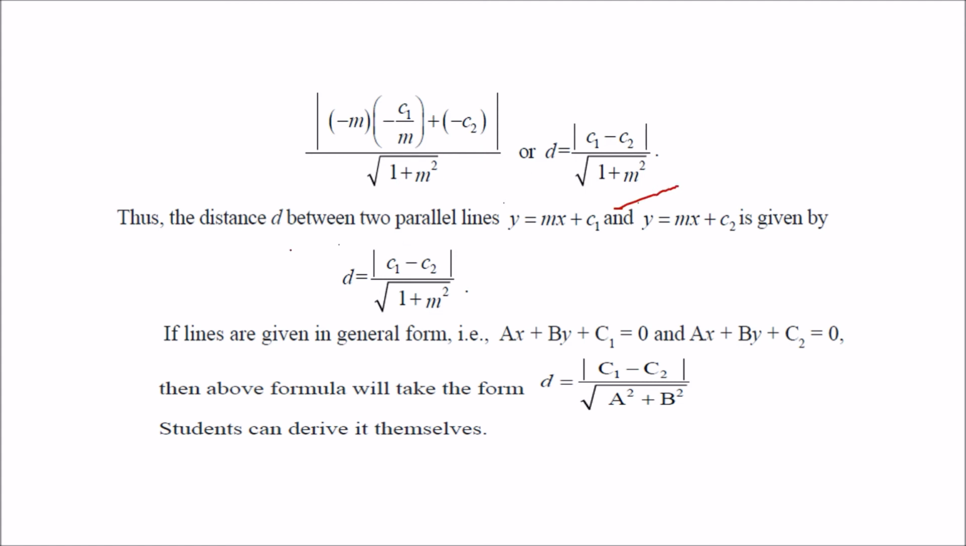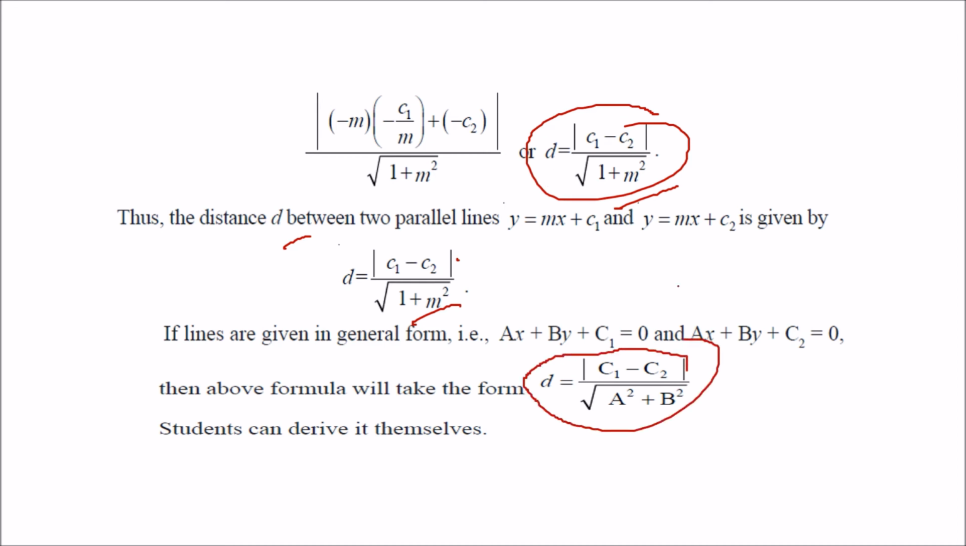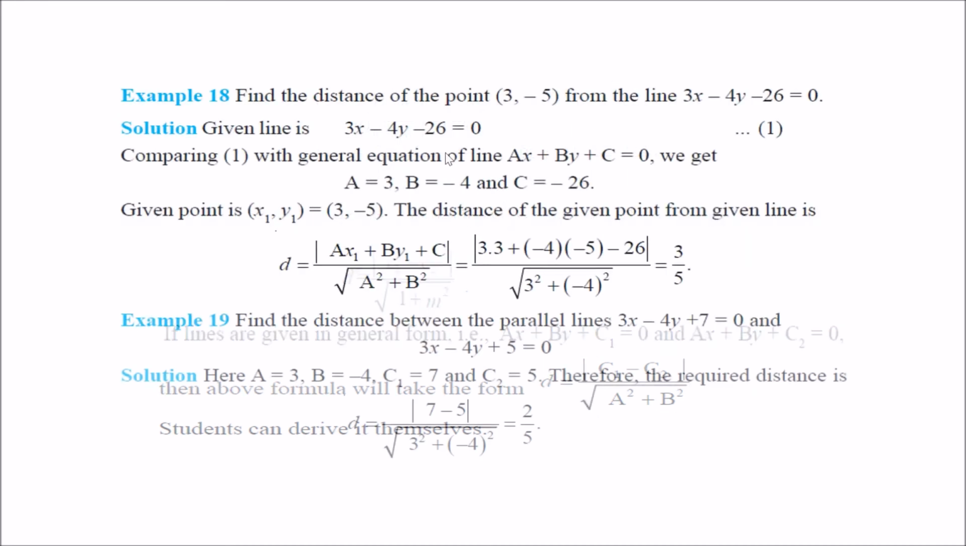So when you find out the distance, this is actually C1 minus C2, that is the constant difference, the constants in the two equations, divided by under root 1 plus m square. So this is the actual thing which you have to remember for these two lines. And please see that ax plus by and ax plus by, these two are exactly similar. Only C1, C2, they are different.